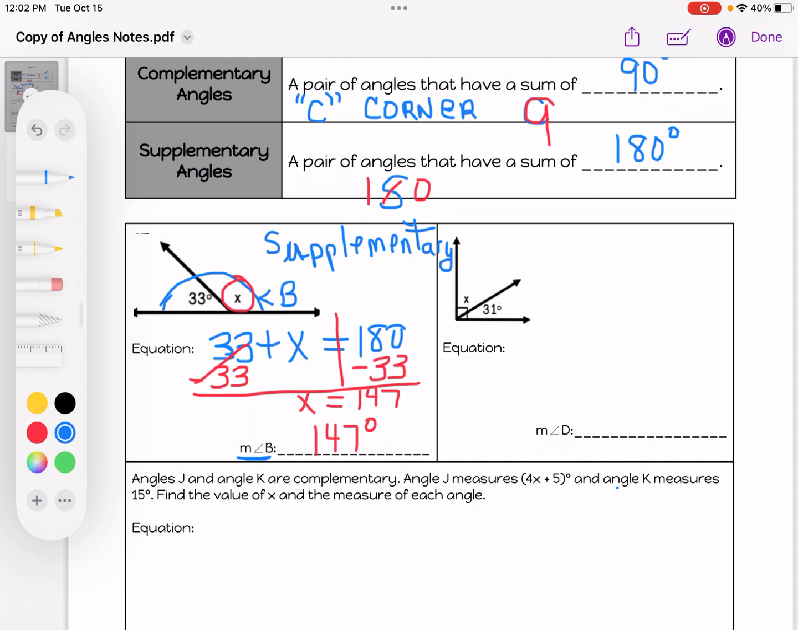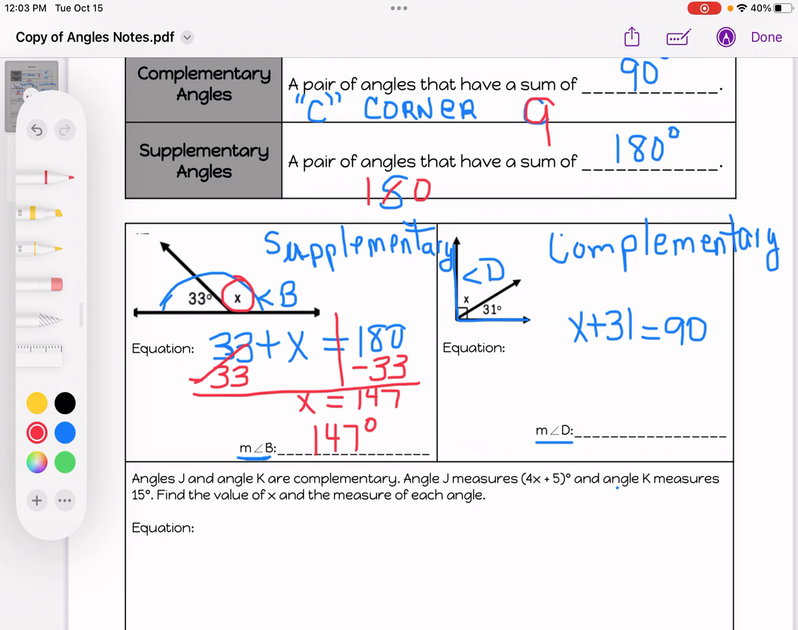Okay, in our next example, we have a nice right angle. You see that little square in the corner. So this would be an example of complementary angles. Complementary. Okay, and again, all we have to do is add them together and put them equal to 90 degrees. So we're looking for angle D. This is going to be our angle D. X plus 31 equals 90 is how we would write that equation.